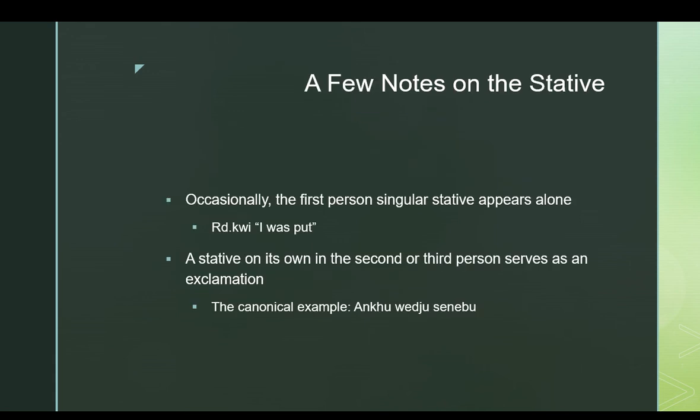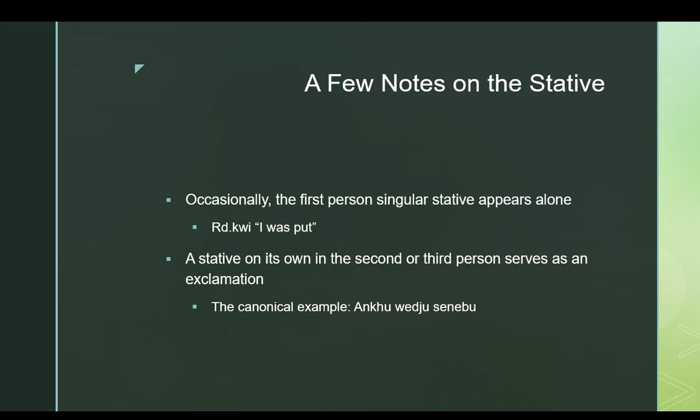And then just a couple of quick notes on the stative. Occasionally, you can get the first person singular stative appearing alone, pretending to be a main clause. Red kui, meaning I was put, perfectly acceptable Egyptian. Doesn't happen a ton, but it does come up. Thing to pay attention to. You're not reading it wrong. That is an allowable sentence.